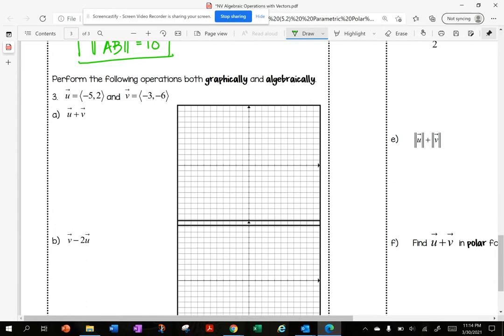Okay, so let's perform some operations. Let's look at it in a different format. I'm going to give you the vectors as u and v, and I'm going to give you the component form. So I'm going to add u plus v. I'm going to add horizontal plus horizontal, and then I'm going to add vertical plus vertical.